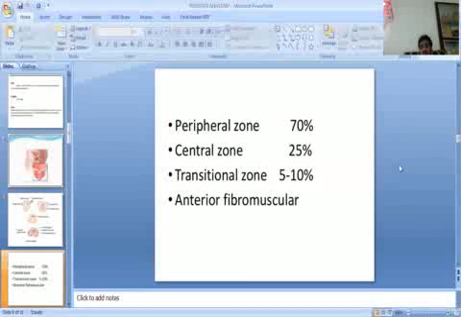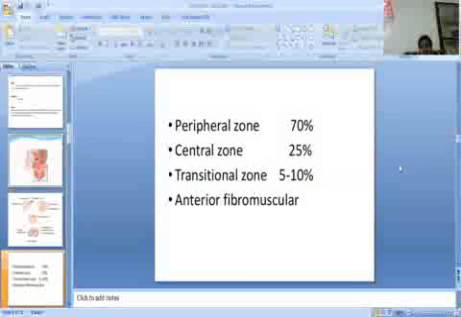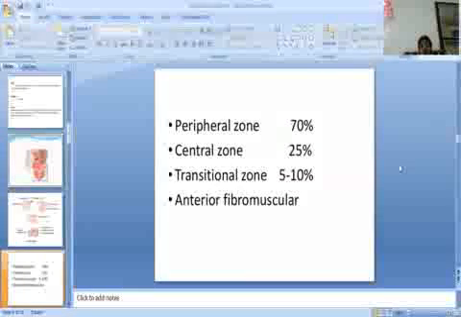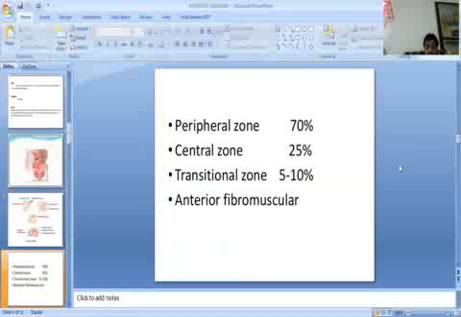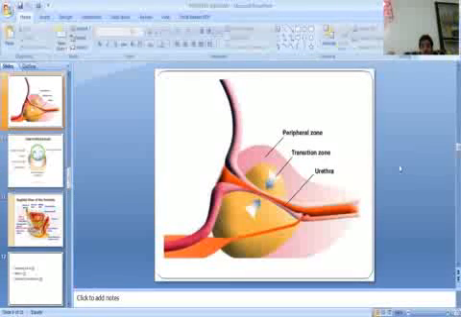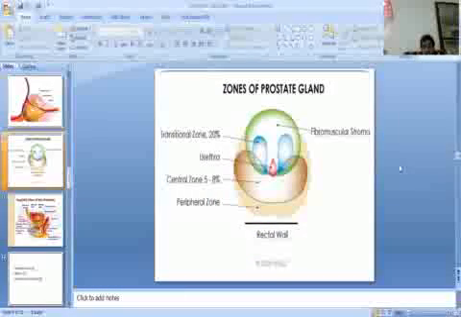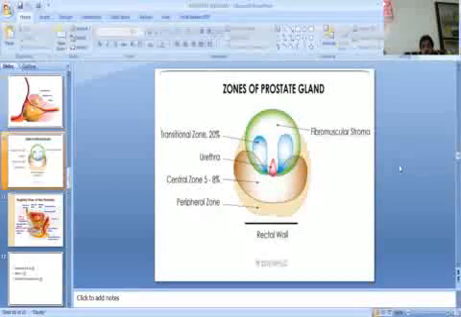And the formation of the gland with the zones: peripheral zone, central zone, transitional zone. The peripheral zone is 70%, central zone 25%, and transitional zone 5 to 10%. In this figure, you can see the peripheral zone, transitional zone, and urethra. Zones of the prostate gland: you can see fibromuscular stroma, transitional zone, urethra, central zone, peripheral zone.